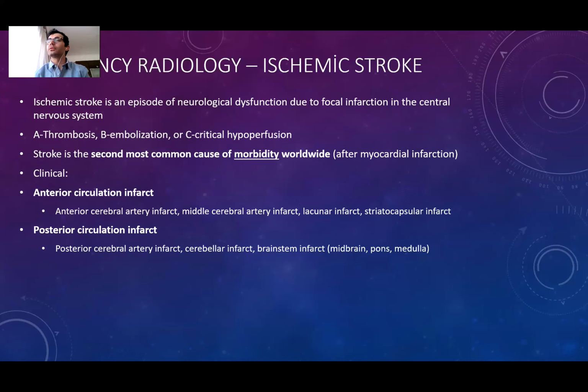Also, in some cases of critical hypoperfusion, imagine a patient with carotid stenosis, for example, and the patient goes into a myocardial infarction. So the arterial pressure decreases to 70, 80 something. And because of the stenosis, it can cause hypoperfusion inside the brain, which can cause ischemic stroke without any thrombosis or emboli. It's the second most common cause of morbidity worldwide.